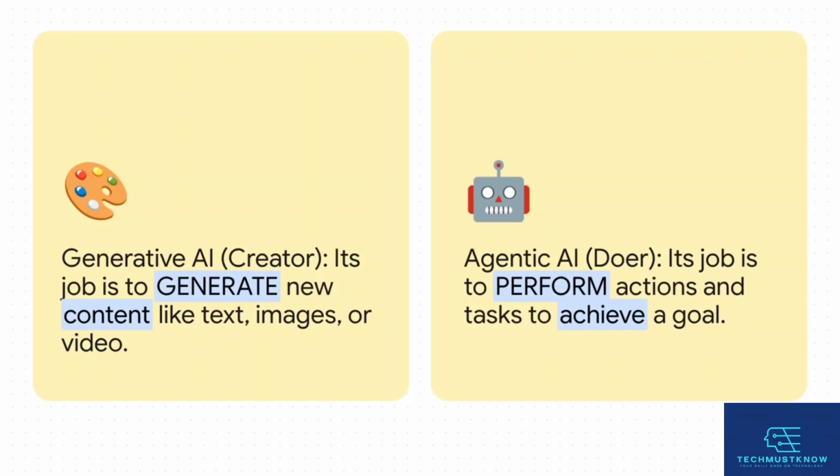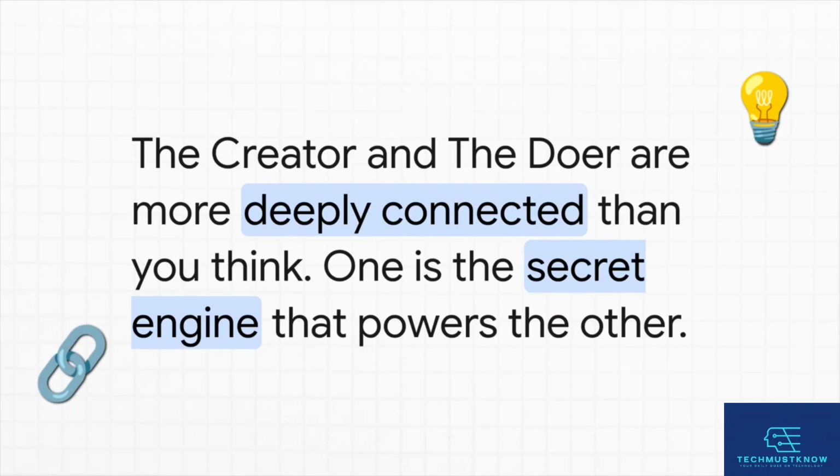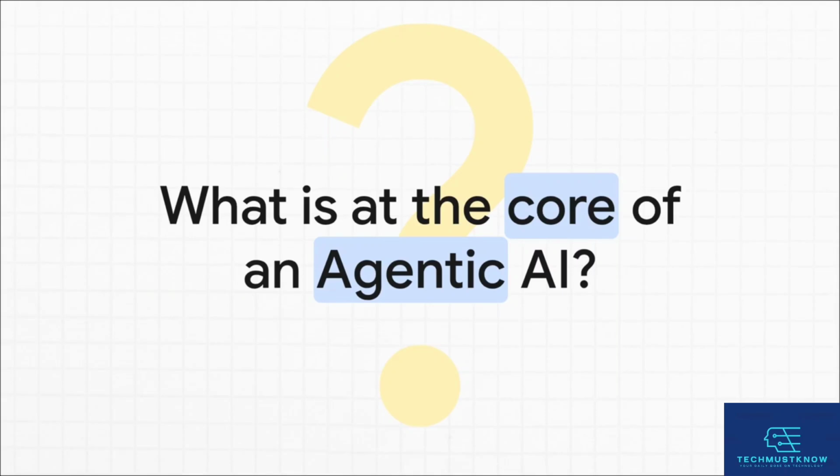Pretty simple distinction, right? Well, here's where things get really interesting. Because even though we call one a creator and one a doer, these two things aren't really separate at all. In fact, there's a deep, hidden connection between them. Yeah, they are way more connected than you probably think. One of them is basically the secret engine that's powering the other. So just think about it for a second. That AI agent booking your flight, what's doing the thinking? What's at the very core of it that lets it break down a big goal into a logical plan?